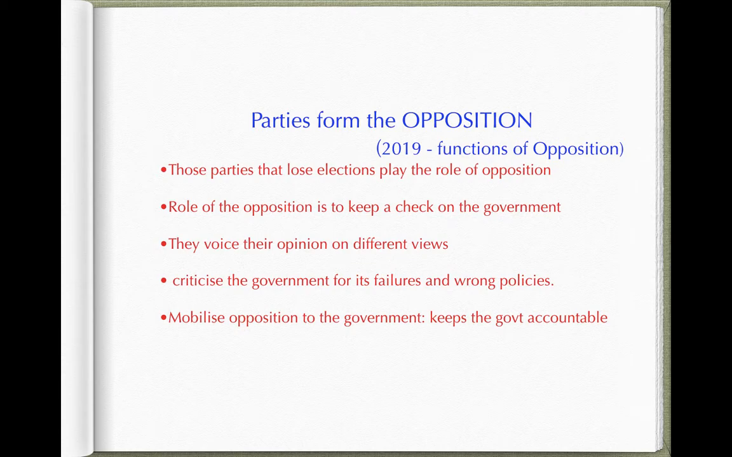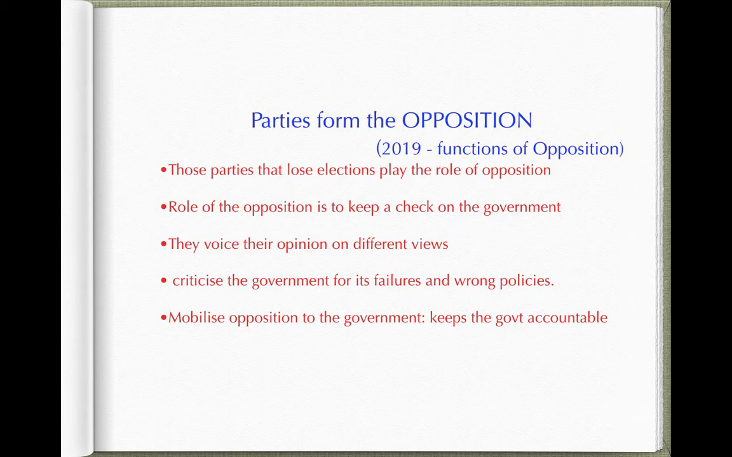That means if a government takes a wrong decision, if the government is not able to take a good step, if the policies of the government are not helping the people or the country, then the opposition can openly criticize the government's policies. They can criticize the government for the wrong decisions that they are taking.